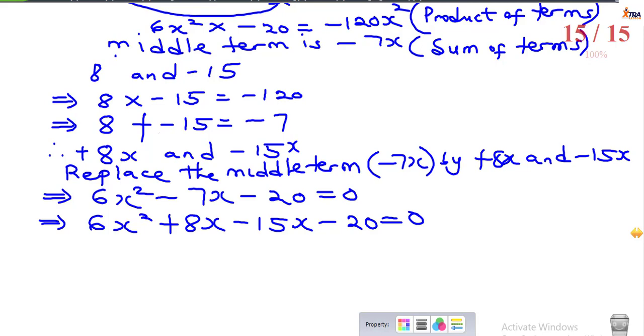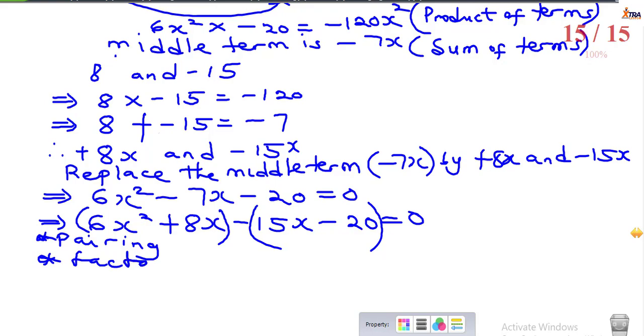So what's the next thing now? Pairing. We pair them together. So let's pair. I'll pair 6x squared and 8x. I'll pair 15x and minus 20. So pairing, and then what's the next thing to do is to factorize.